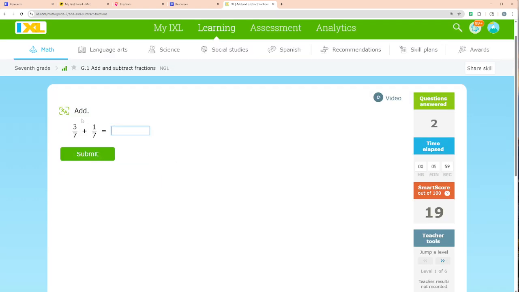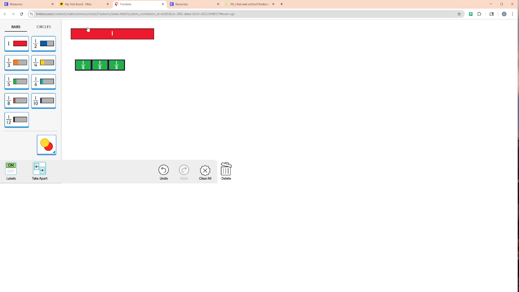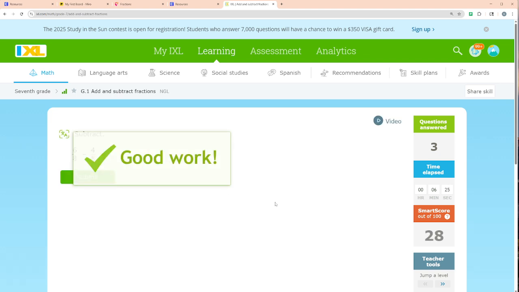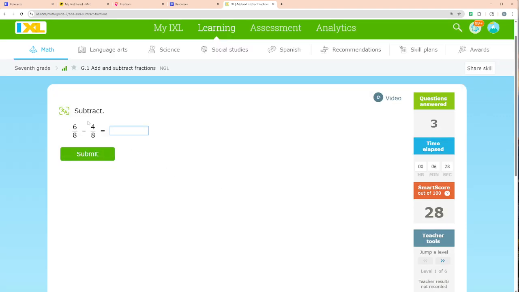What do you think about this one? I'll give you a couple of seconds. Right, the bottom numbers are the same. We could just go ahead and add the top. And without looking at our fraction help over here, we could say that this must be 4 out of 7 units. Great. And it seems to be getting easy, right? The bottoms are the same. The top, 6 minus 4, 2 out of 8.